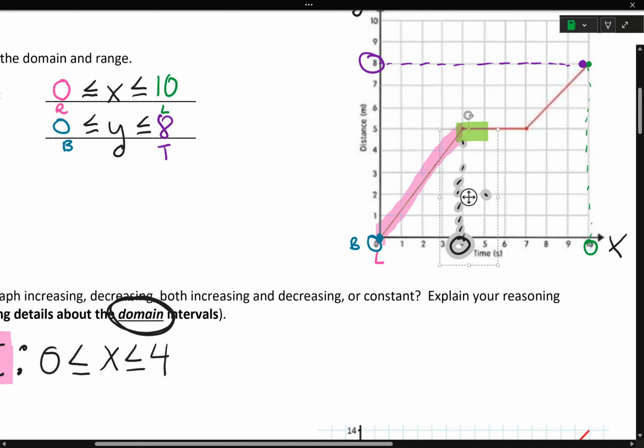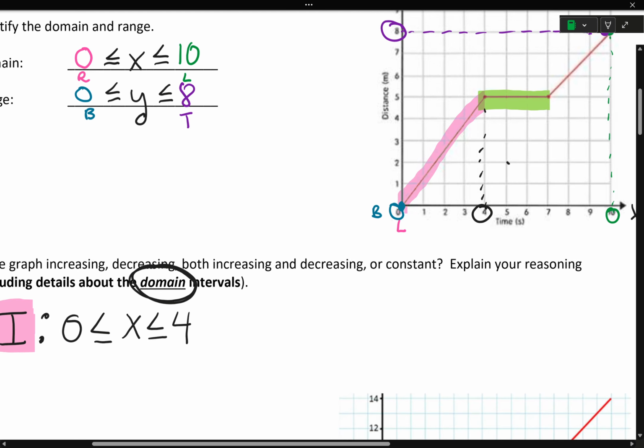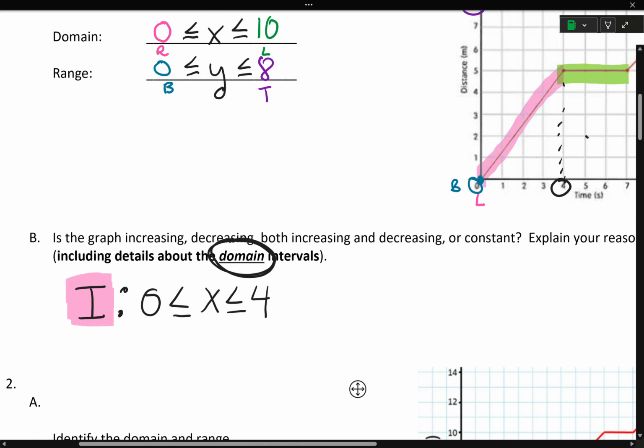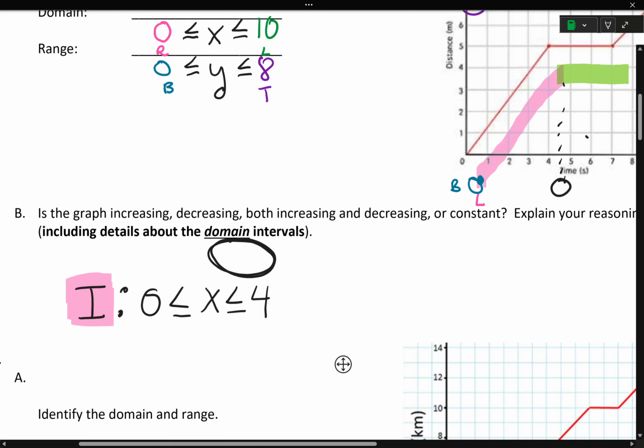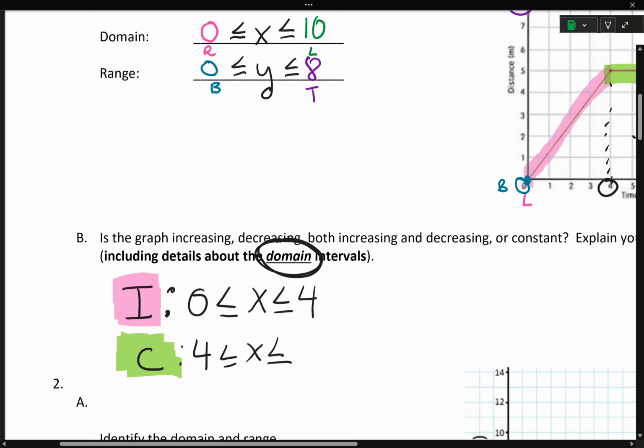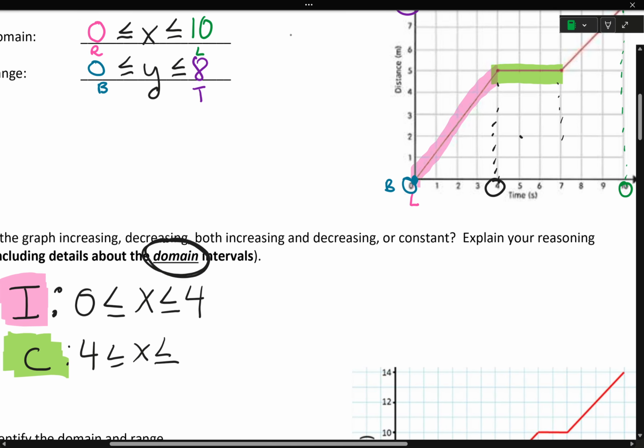Next we have this flat part. That is called constant. So I'm going to write, what does it keep selecting? Hold on, 1 second. Oh, I see. Boom. That should be better. Okay, so constant. We start being constant where we stopped increasing, so at 4, and we're going along the x's. We finish being constant at 7.